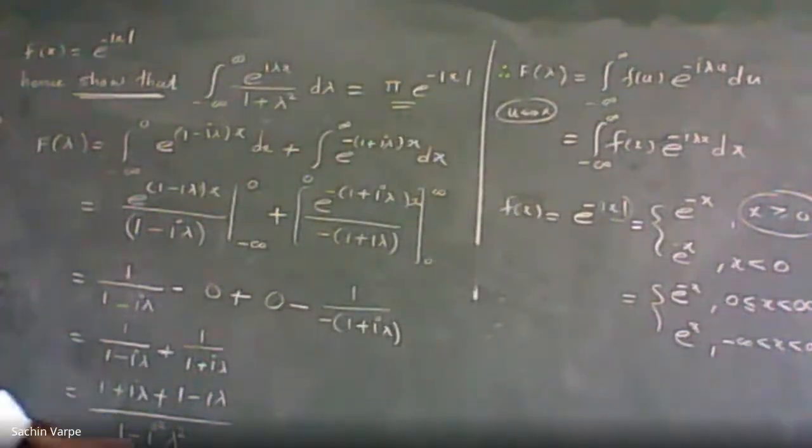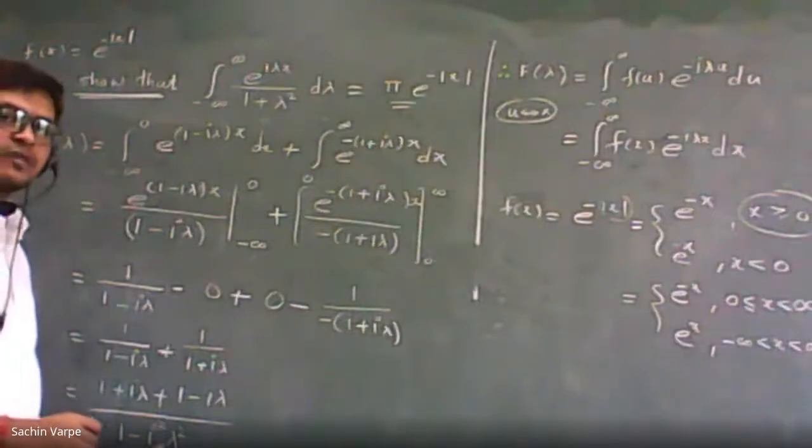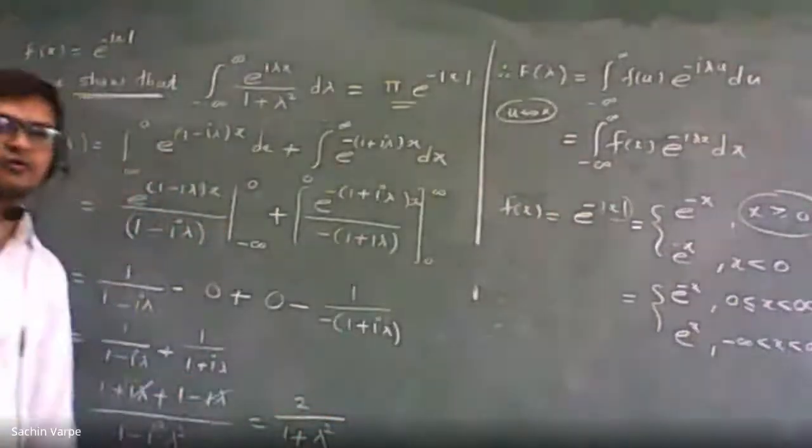All right. But what is i square? i square is minus 1. Is it visible? i square is minus 1. So minus plus there, isn't it? I'm writing here. So this will get cancelled. 1 plus 1, 2. 2 upon 1 plus lambda square. That is the value of F of lambda.